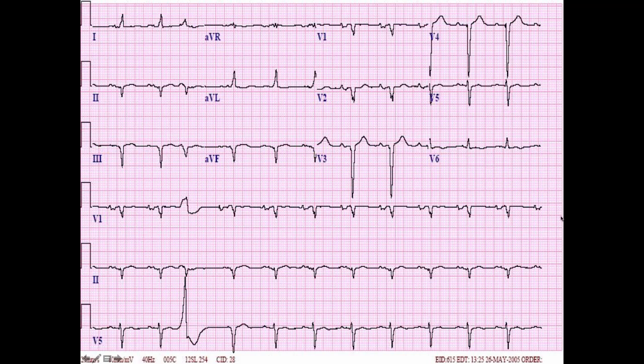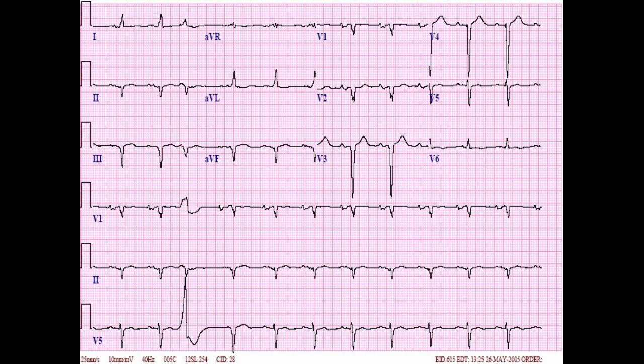So we can call this a left bundle branch block, and you might be thinking, well, this is a left bundle branch block with a left anterior hemiblock. Well, no, we're just going to call it a left bundle branch block, because if we are blocking off the entire left bundle branch, then we are in turn blocking off the anterior fascicle as well. So we're not going to call it a bifascicular block. We're not going to call it a left bundle branch block with a left anterior hemiblock, because that sounds silly when you think about it anatomically. So it's just a left bundle branch block.